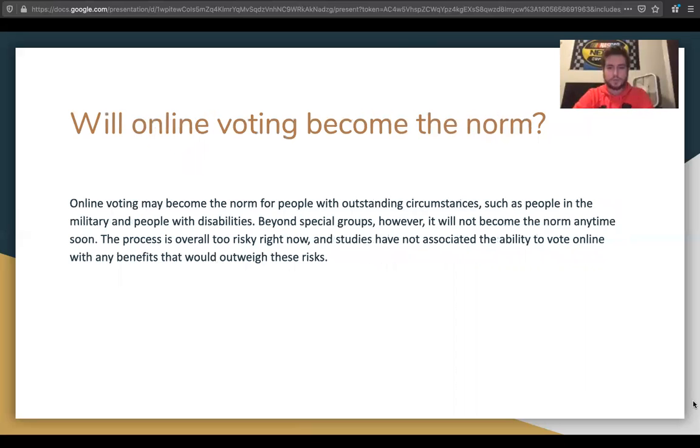And Derek, we'll defer to you for will online voting become the norm? It may become the norm for people with outstanding circumstances, like you're in the military or you're disabled. Beyond those kinds of groups, however, it will most likely not become the norm, at least anytime soon. The process is too risky right now, and studies haven't associated the ability to vote online with any benefits that would outweigh the risks. Cons are a lot more than the pros right now.